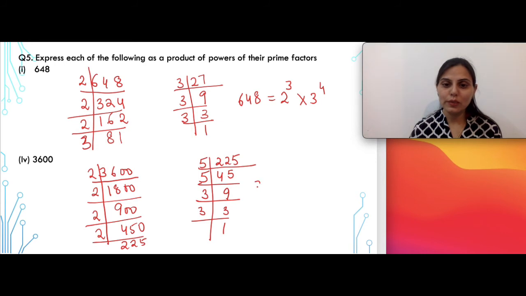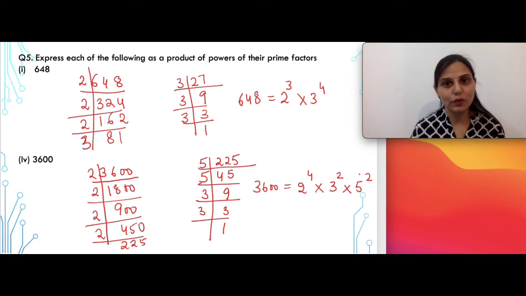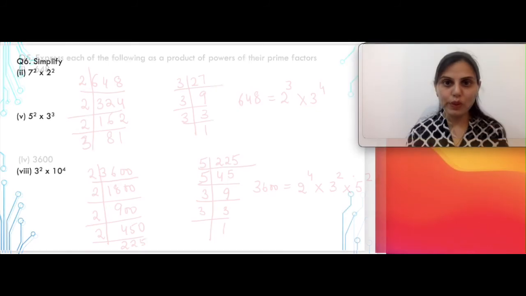So now let's express this in power form. 3600 can be written as 2 raised to power 4 multiplied by 3 square multiplied by 5 square. So this is the way you are going to express these numbers as product of the powers of their prime factors. Again, these questions are very important from examination point of view. Let's move on to question number 6 now.